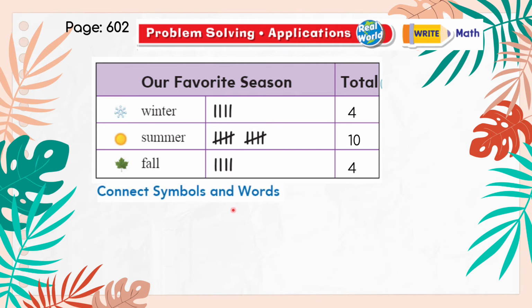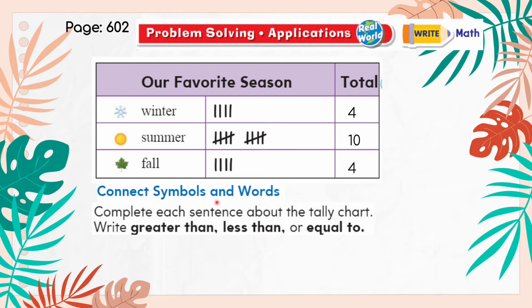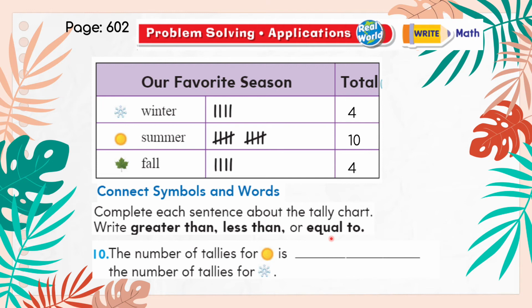Now connect symbols and words. In this question we are going to connect symbols and words together. How? Let's see. Complete each sentence about the tally chart. Write greater than, less than or equal to. Looking at the first part, it says the number of tallies for summer is dash, then the number of tallies for winter. Now make sure you choose either one of these 3 options.